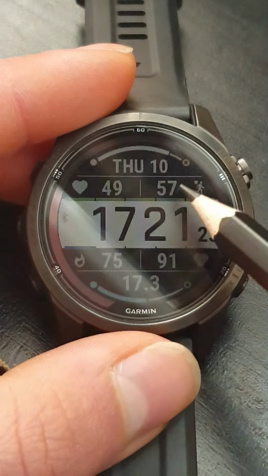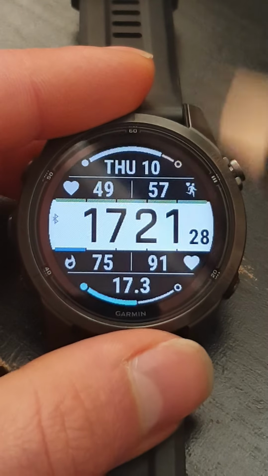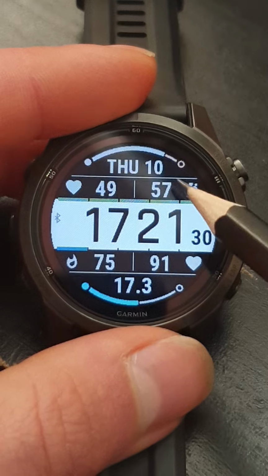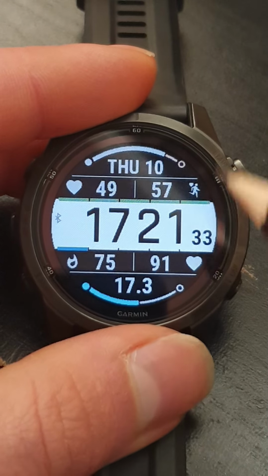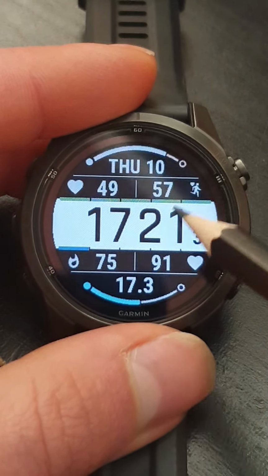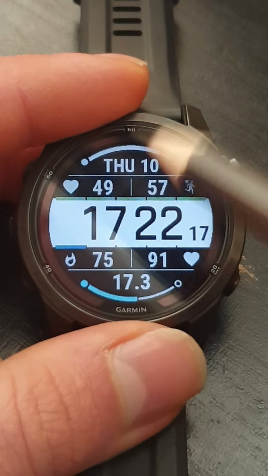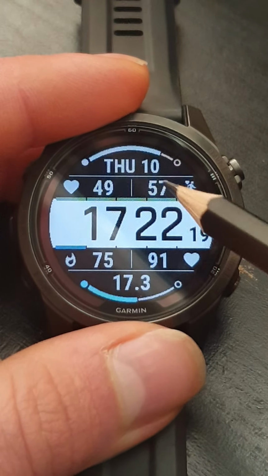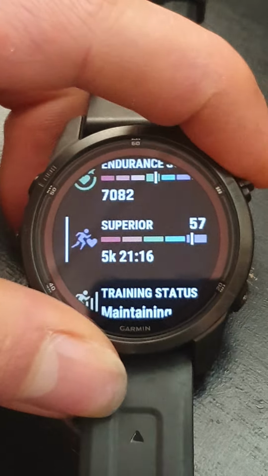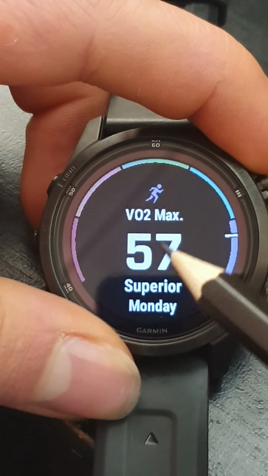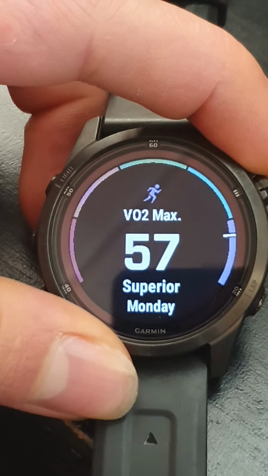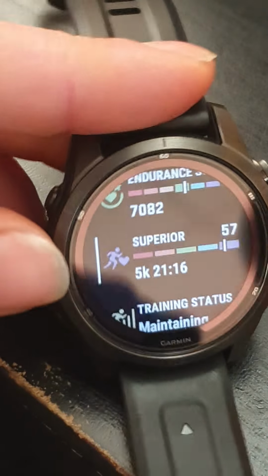VO2 max seems to be the most predictive marker for mortality. The higher the VO2 max, the lower the mortality. Mortality is the risk of dying within the next year. In 122k patients, the people that measured in the top 5% in terms of VO2 max had a 5 times lower mortality compared to the bottom 25%, so the 25th percentile or below.